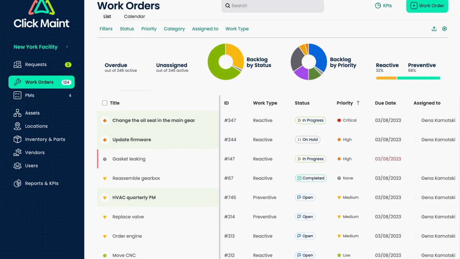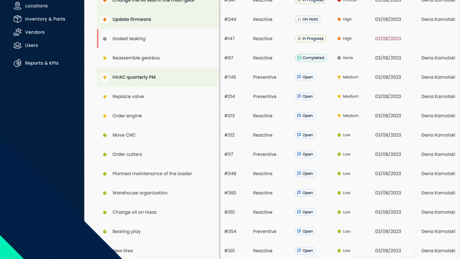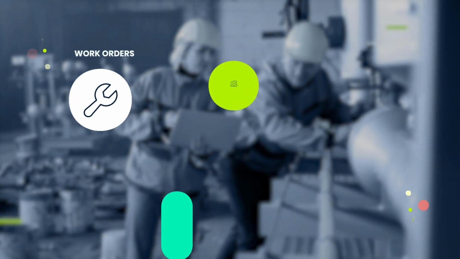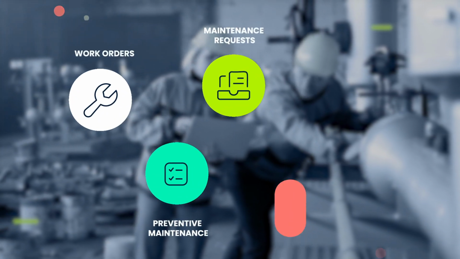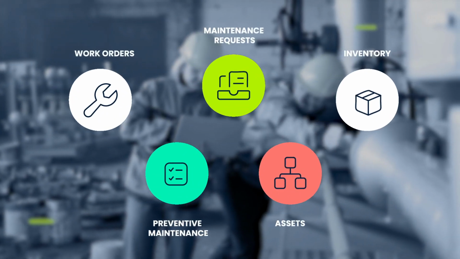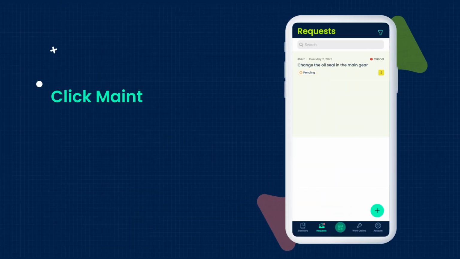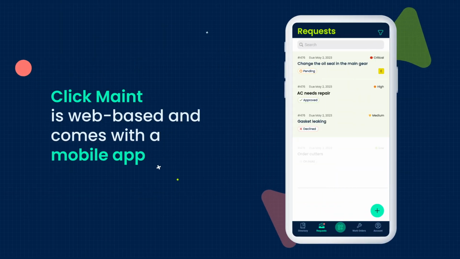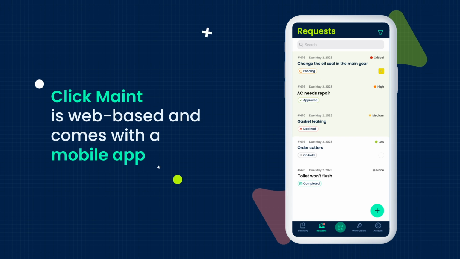Click Maint is an easy-to-use and affordable maintenance management software that manages work orders, maintenance requests, preventative maintenance assets, and inventory. Click Maint is web-based and comes with a mobile app, so users can manage work anywhere.